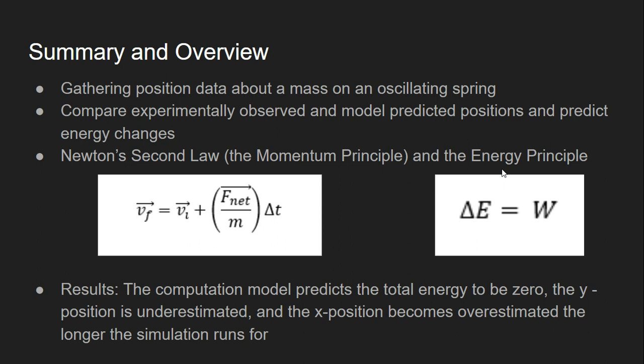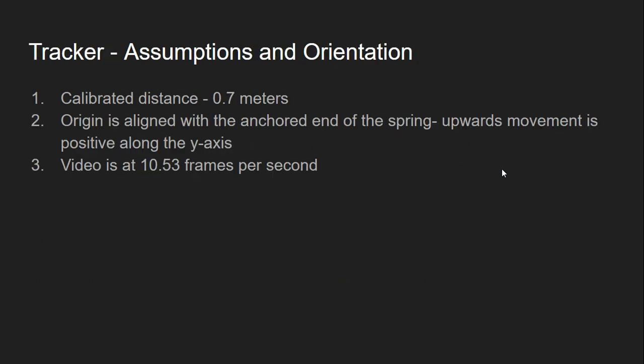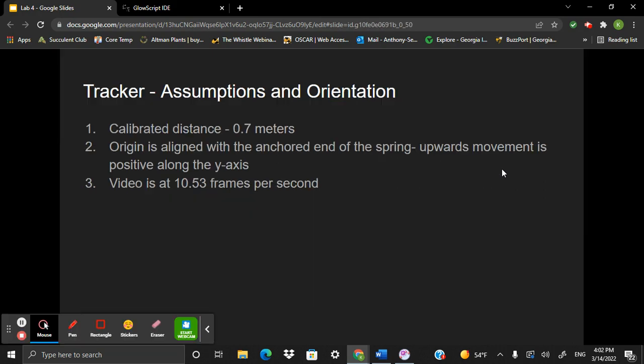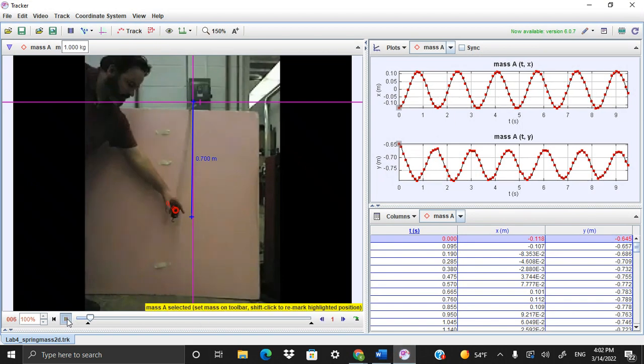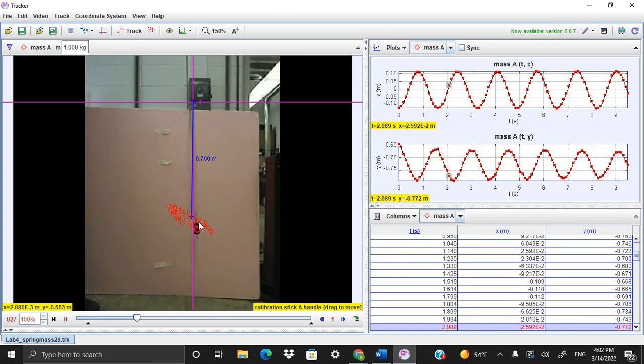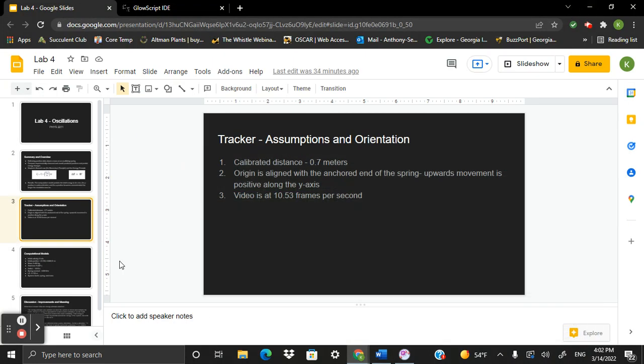total energy to be zero, the y position is underestimated, and the x position becomes overestimated the longer the simulation runs for. So in Tracker, our video is at 10.53 frames per second, and our origin is aligned with the attachment point of the spring, and the spring's length is to be 0.7 meters. The final runtime ends up being 9.497 seconds, and positive y direction is in the upwards direction.